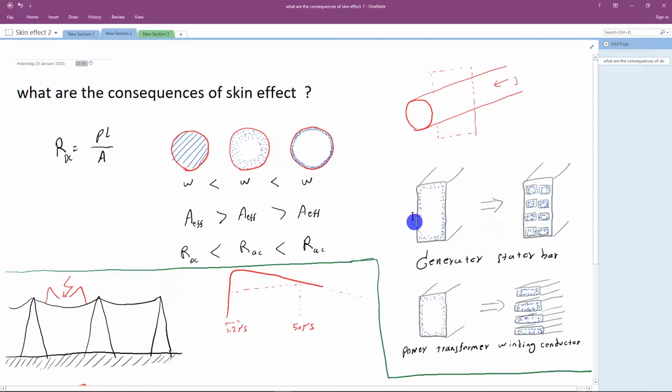Now in order to solve this issue or reduce the effect of the skin effect, what we do is basically we create many smaller conductors inside, and we put some insulation in between such that they are not in touch.